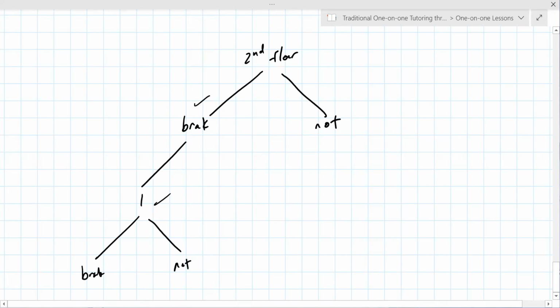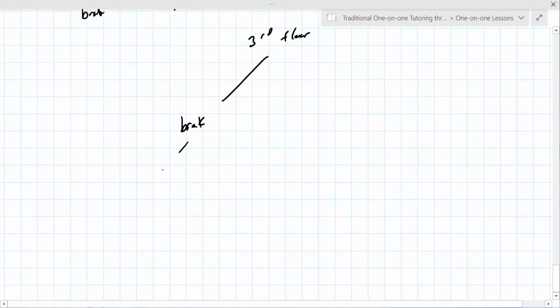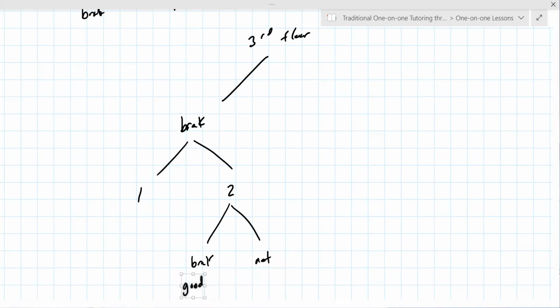I still don't, I guess I don't follow. Okay, let's try the third floor again. If it breaks, you can go either to the first floor or the second floor. But you wouldn't go to the first floor because the second floor gives you more information. So here, if it breaks, then you know that it's good on the first floor. No, you don't know that, because you don't know what would happen on the first floor.